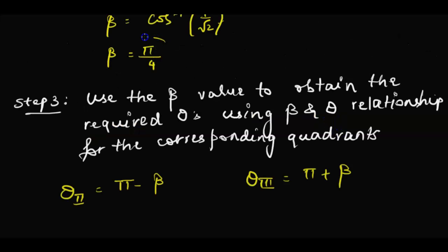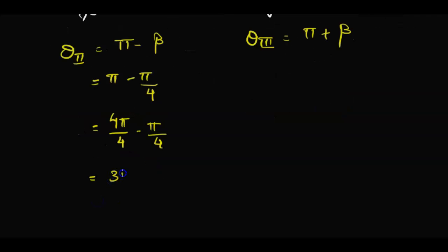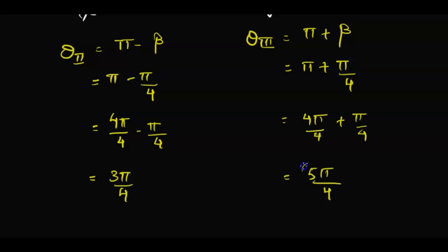Beta that we have obtained is pi by 4. So theta in the second quadrant is pi minus pi by 4, that is equal to 3 pi by 4. And theta in the third quadrant is pi plus pi by 4, that is 5 pi by 4. And these are our two solutions for this particular question.